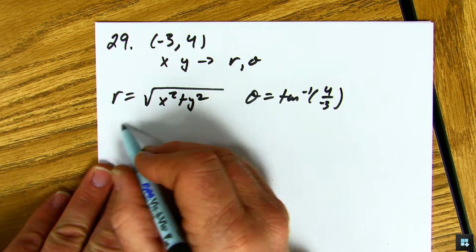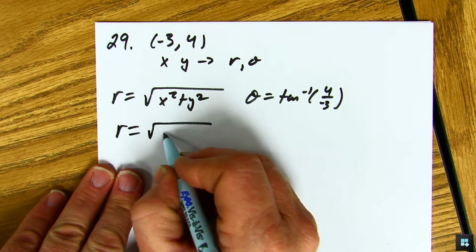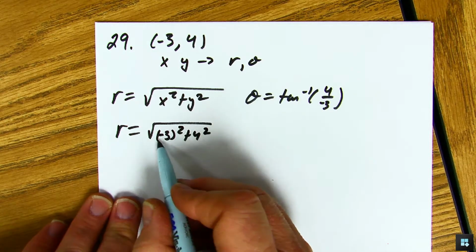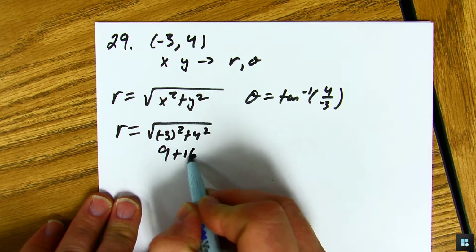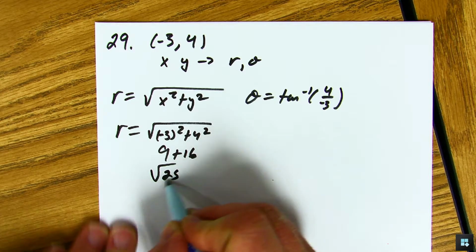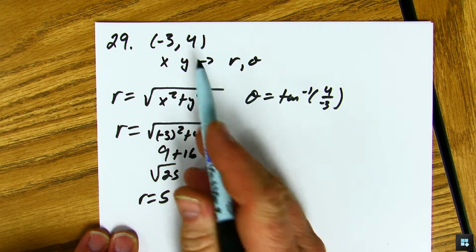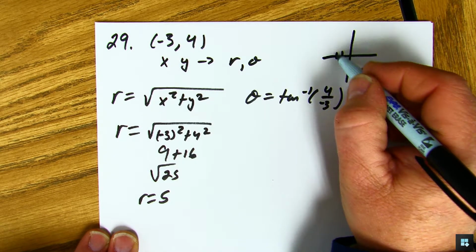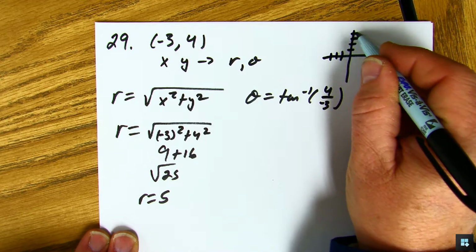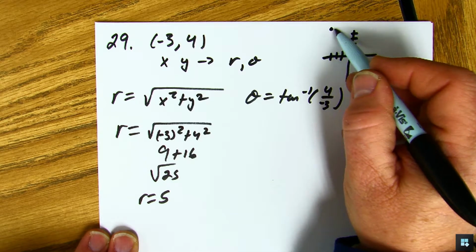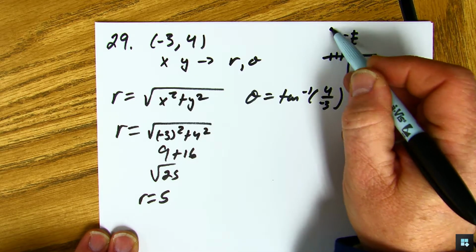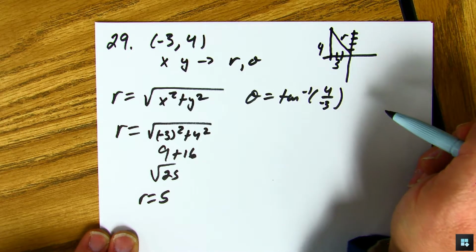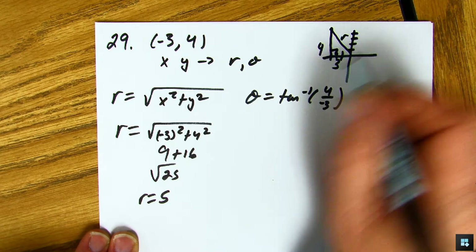So r is going to equal the square root of -3 quantity squared plus 4 squared. So that's going to be 9 plus 16, which is 25. The square root of 25 is 5. Oh yeah, if I would have drawn up the triangle, I would have totally seen that, right? -3, 4. Right up here is this point. There's my radius. Draw my line down. This is a 3, 4, 5 right triangle. So there it is, 5.